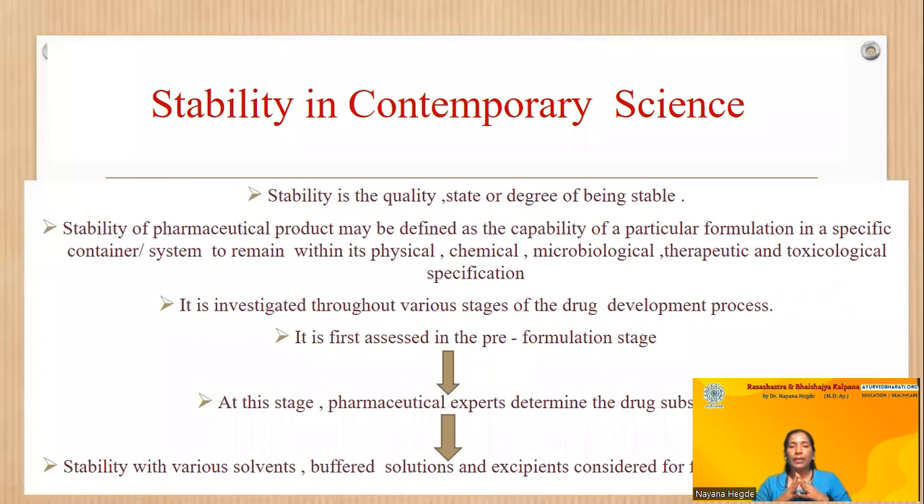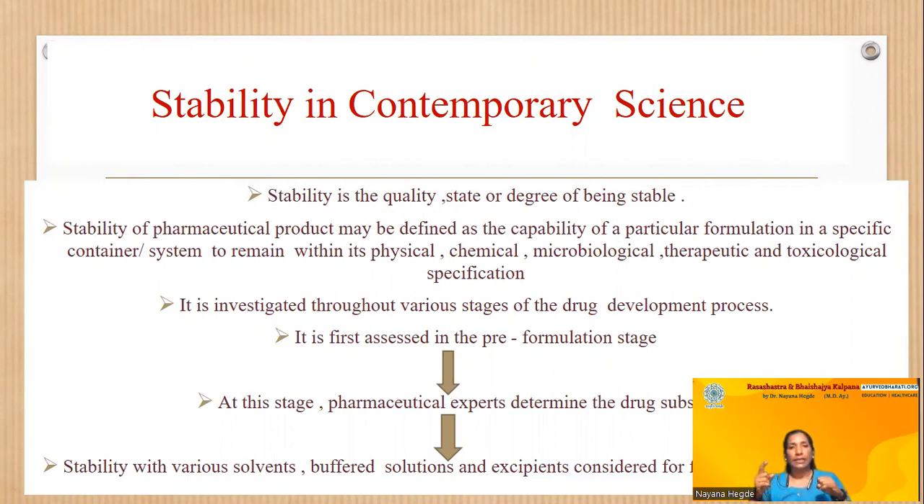हमको आयुर्वेदम में ऐसे स्टेबिलिटी के बारे में उतना कोई रेफरेंस नहीं मिलता है। मॉडर्न और कॉन्टेम्पररी साइंस में जो स्टेबिलिटी के बारे में रेफरेंसेस मिलता है, उसको हम अब पढ़ेंगे और जानेंगे। स्टार्टिंग में स्टेबिलिटी मतलब क्या है? Stability means the stable form or being stable.